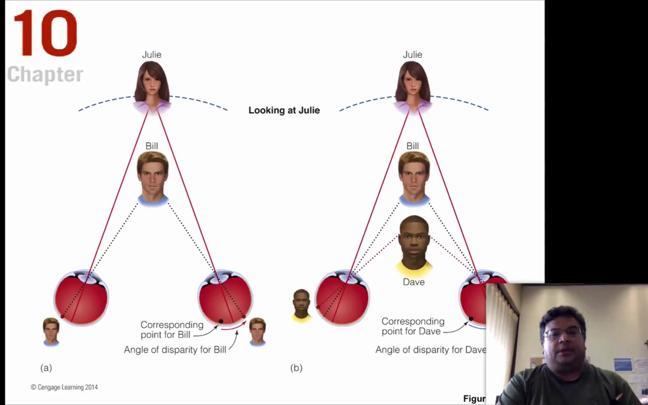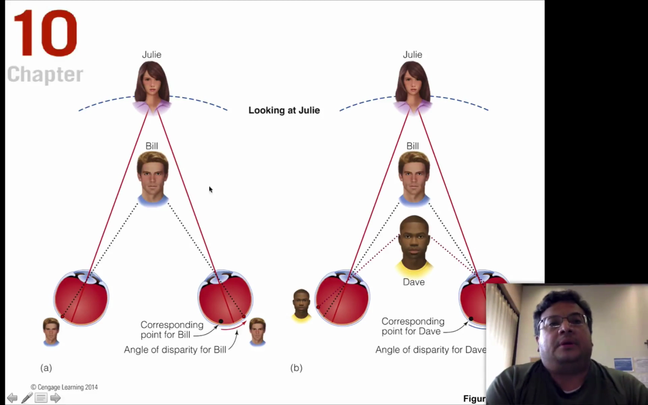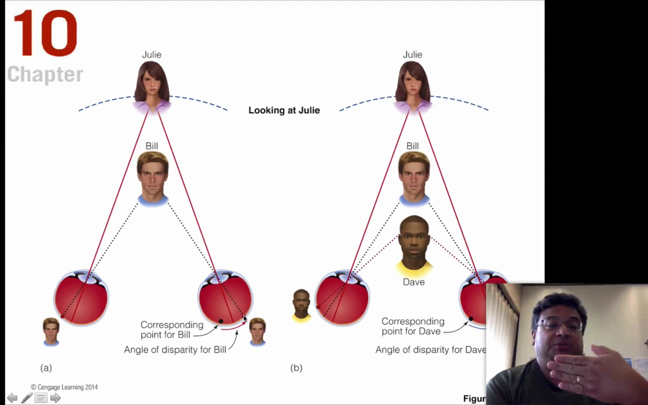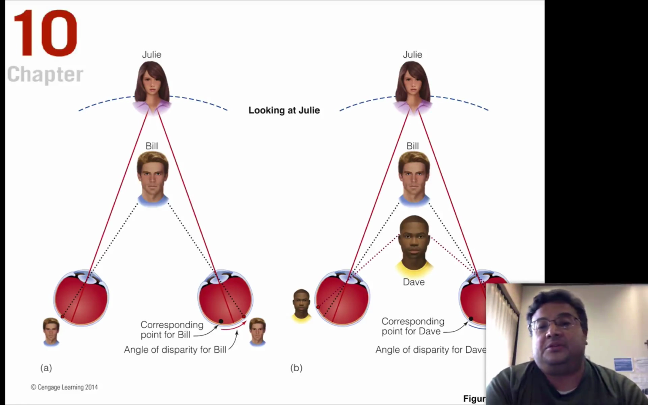So here's another example, looking at different horopters, essentially. When I'm looking at Julie, I can tell that Bill is definitely not in the same horopter. He's actually closer to me, because the corresponding point in this eyeball here for Bill is different than in this eyeball. Notice that the point for Bill in this eyeball is here on the left-hand side, and over here it's on the right-hand side. What that tells me is that Bill's closer to me. Bill is actually a lot closer to me.